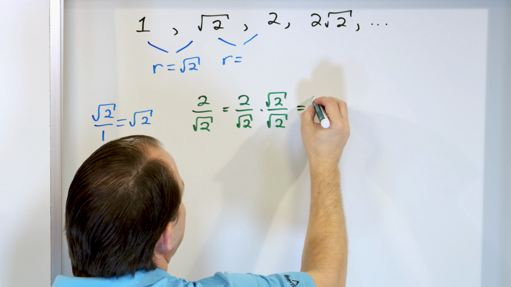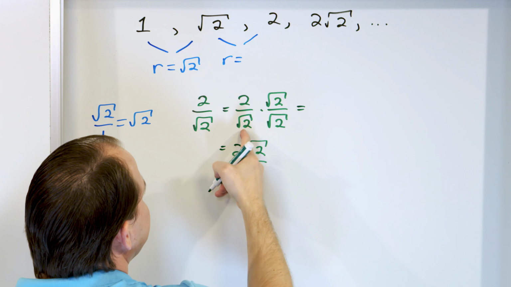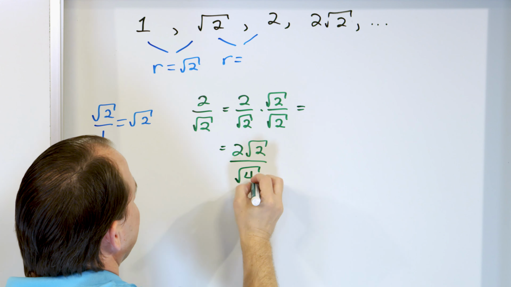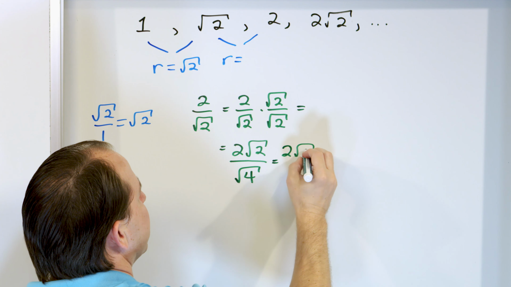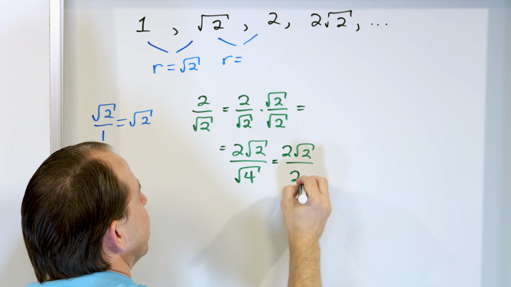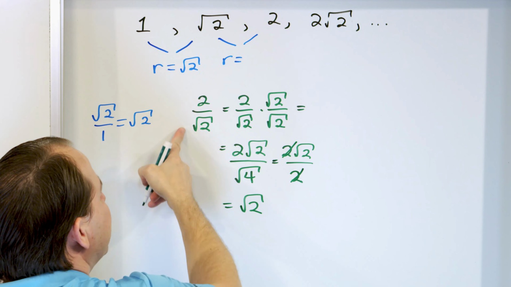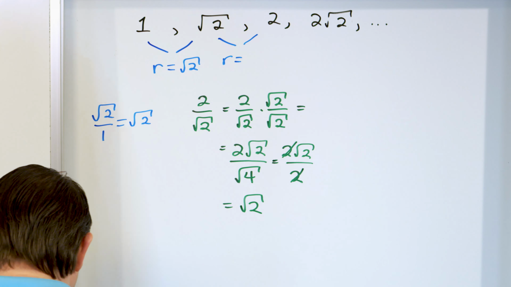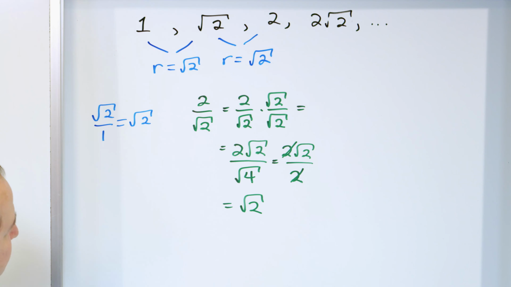So on the top, you're going to have, let's do it down here, 2 times the square root of 2 over, when you multiply these, you multiply what's under the radical, so it's square root of 4. So what you get is 2 times the square root of 2 over, this becomes 2. The 2's cancel, and what you get is the square root of 2. So it turns out that even though it doesn't look like it, when you simplify it, the common ratio does in fact equal square root of 2.